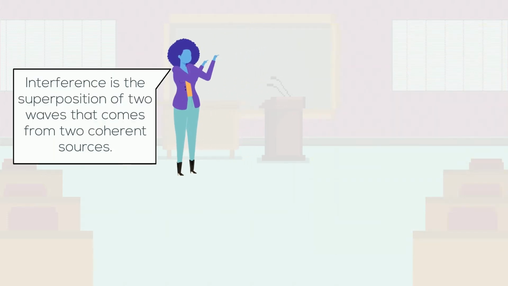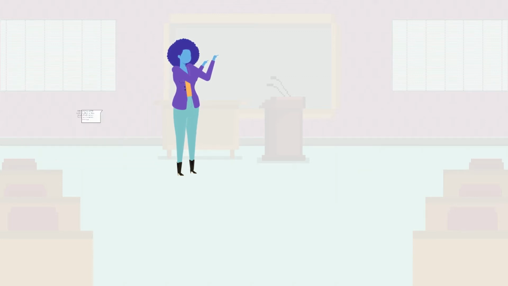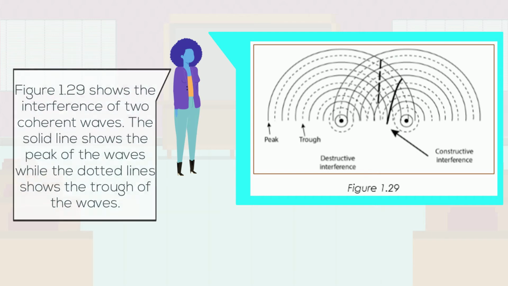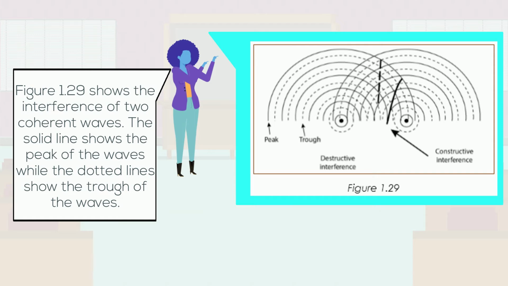Interference is the superposition of two waves that come from two coherent sources. Two waves are said to be coherent if the amplitude and the phase difference for both waves are identical. Figure 1.29 shows the interference of two coherent waves. The solid line shows the peak of the waves, while the dotted line shows the trough of the waves.